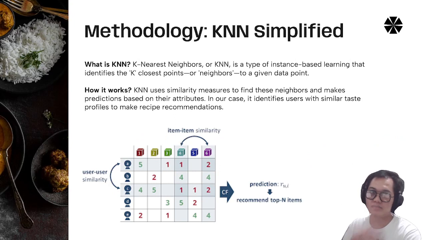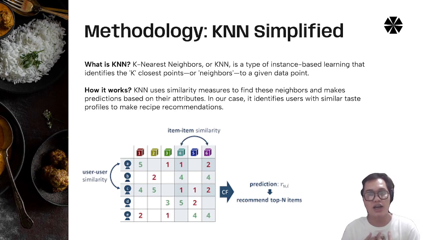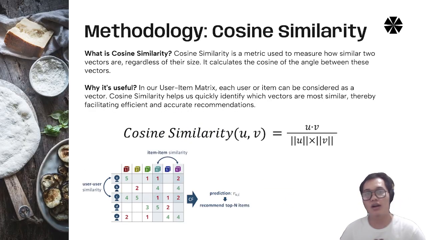calculation. And what about KNN? KNN is a type of instance-based learning that identifies k closest points or neighbors to a given data point. How does it work? KNN uses similarity measures to find these neighbors and make predictions based on their attributes. In our case, it identifies users with similar tastes and profiles to make recipe recommendations. All right, this is our methodology.